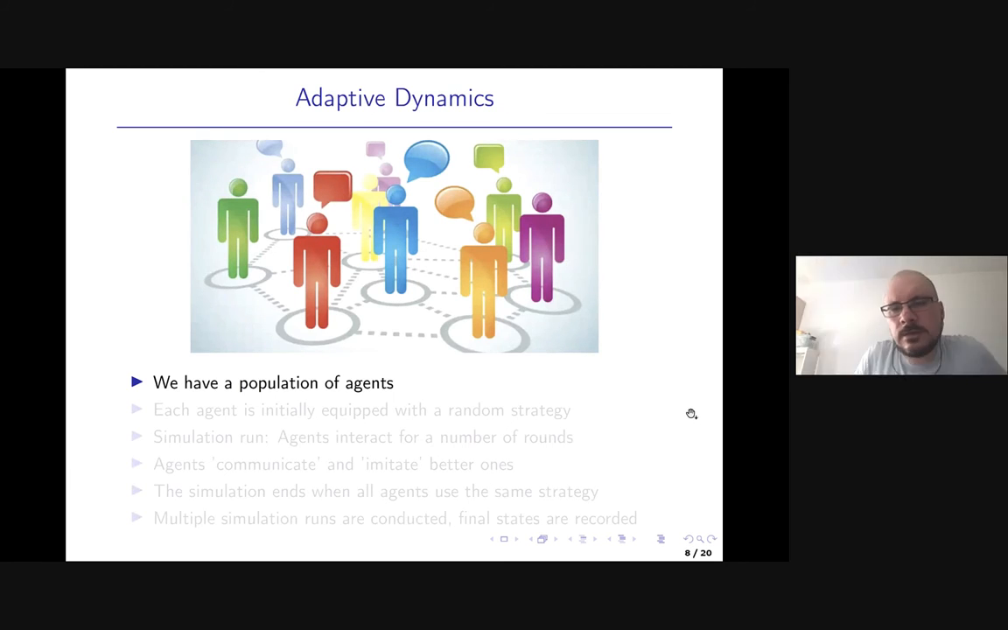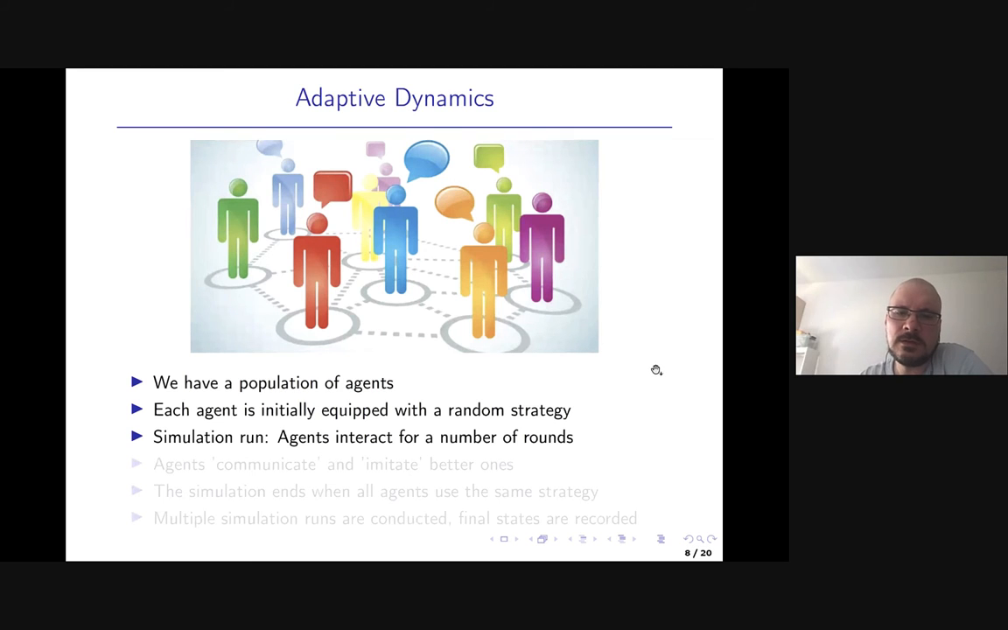Now, you can use these games and study them not only mathematically, but also, let's say, in a computer simulation. This is a quick example. Jumping over the details, you have a population of agents here. In each experiment, you equip every agent with a random strategy, a random sender and a random receiver strategy.